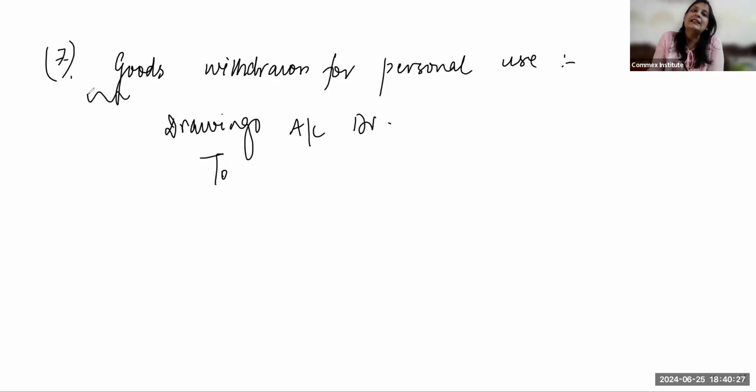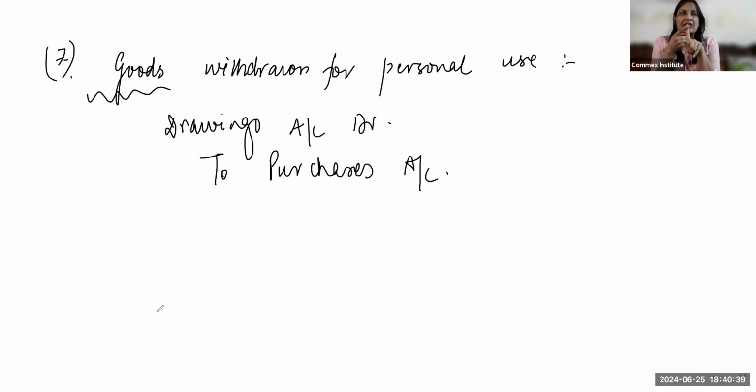These special entries relating to goods, what is to be credited? Purchases account. So you have to remember these special entries relating to goods. What all we have done? Charity and donation, goods given for charity and donation, or maybe as prize money. Goods given as free samples. Goods lost by fire or theft or any other natural calamity. Goods withdrawn for personal use. So drawings account debit to purchases account. Okay. And 10,000 and 10,000.